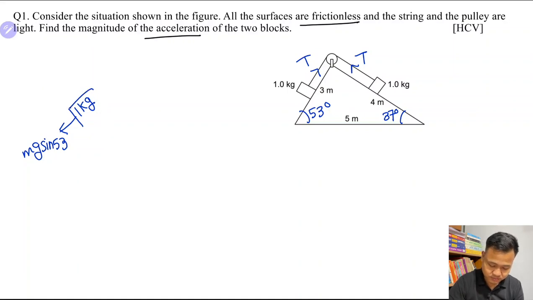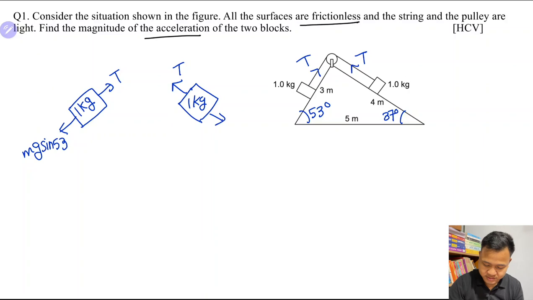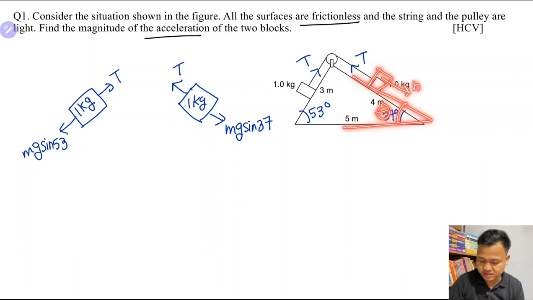For the other 1 kg block, I have tension on the left side. On the right side what do I have? mg sin 37, since for this inclined plane with angle theta, the component along the plane is mg sin theta.